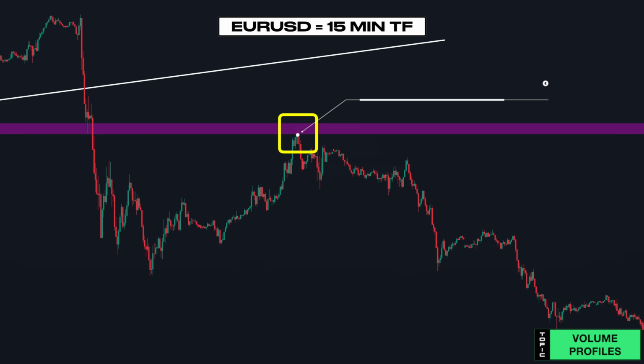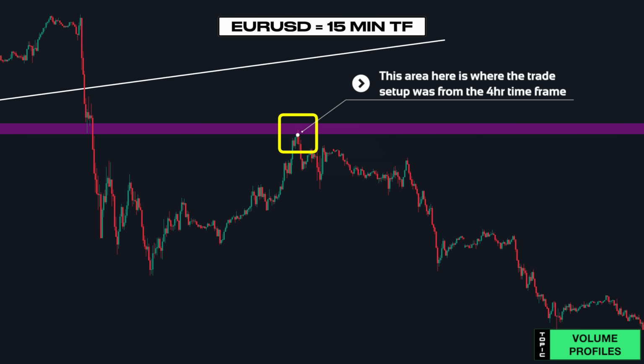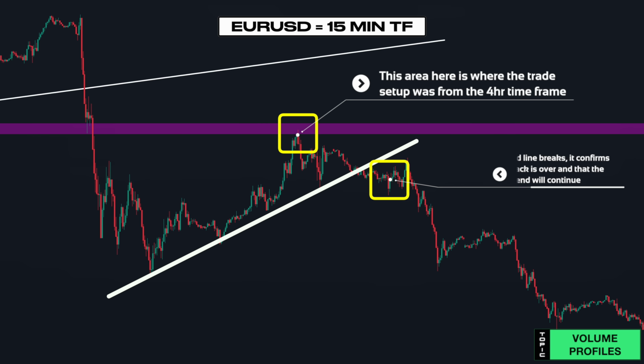This area here is where the trade setup was from the 4 hour time frame. On this lower time frame, you can place a trend line below the pullback, and once it breaks, it confirms the pullback is over and that the larger downtrend will continue. Let's now turn on the session volume profile tool to find our short entry point.